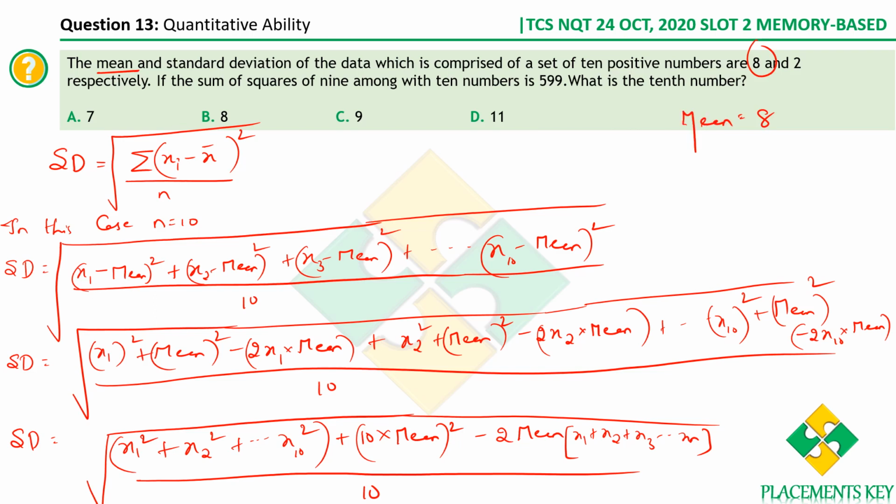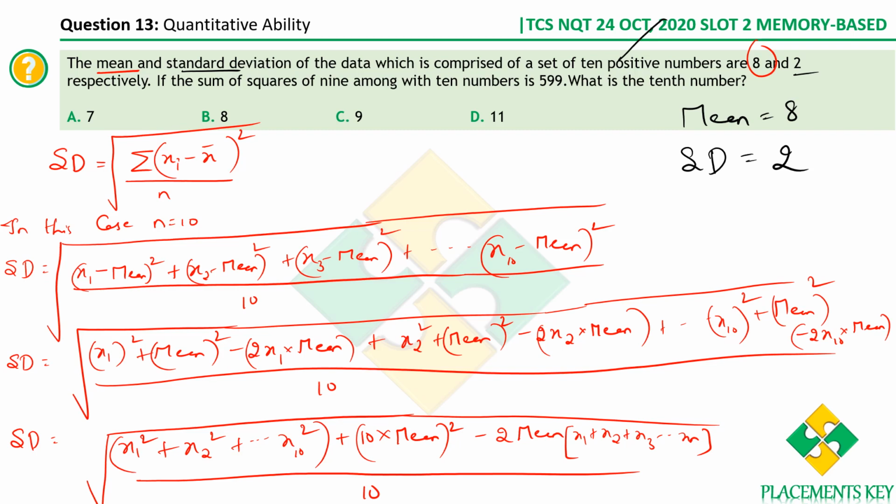Okay. Let me take a different marker. Mean is equal to 8. And we've also given that the standard deviation of the data is 2. The standard deviation is 2. And then there are 10 positive numbers, and then the sum of squares of the 9 among them is given. What is the 10th number? It is definitely a standard question. I'm explaining the concept also here.